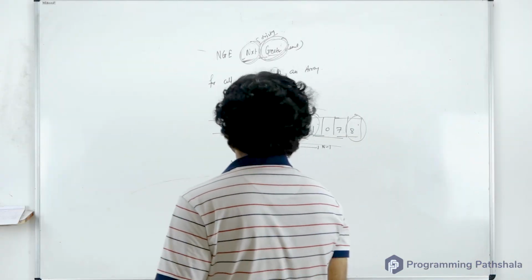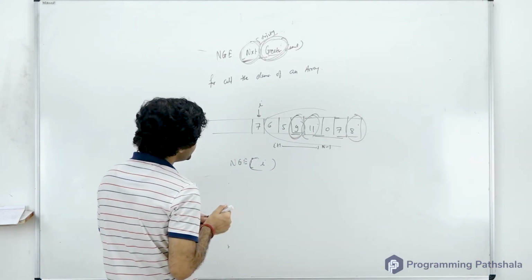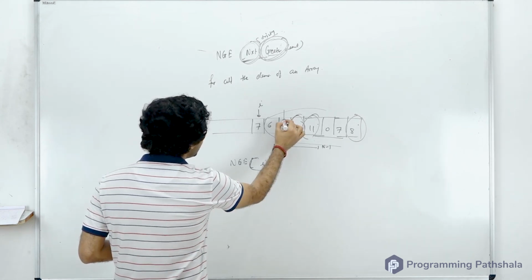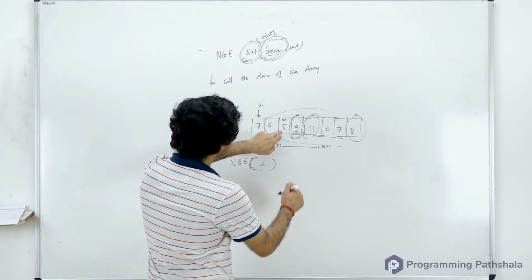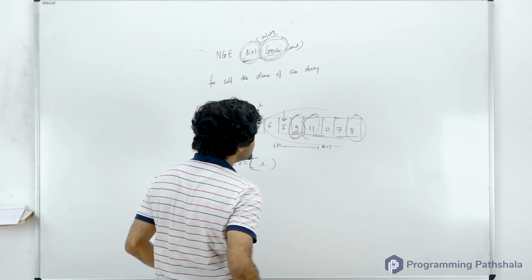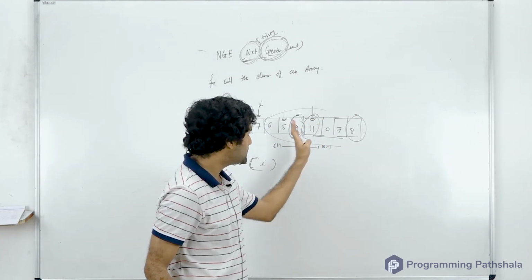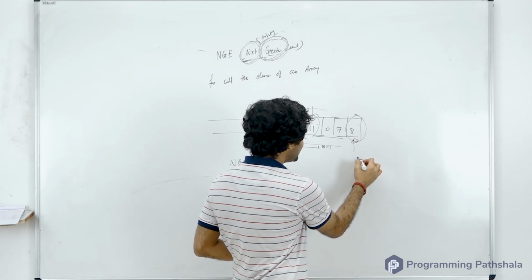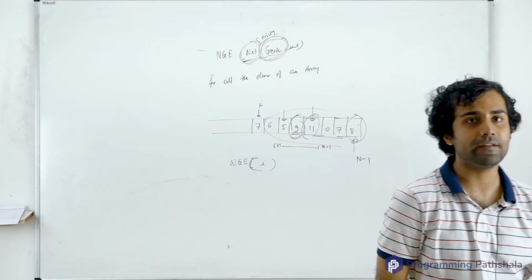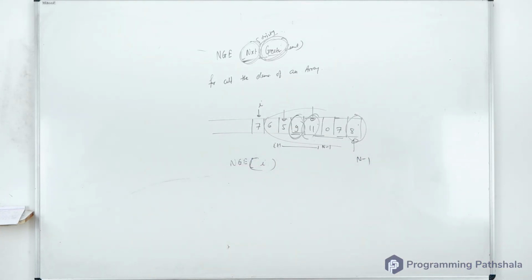This way you can very easily get it. Let us take another example. What is the next greater element of 5? Immediately after 5 I see there is a 9 which is greater, so that will be the answer. What is the next greater element of 11? Let's say this is the last element, index n minus 1. There is no next greater element at all.